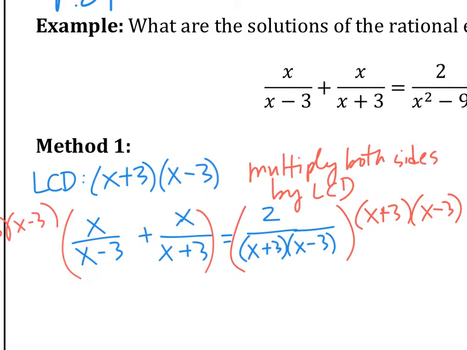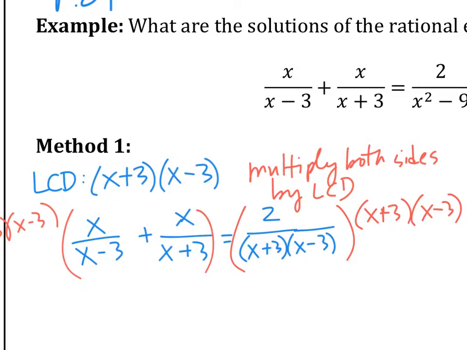Okay. This is different from what we've been doing. And why is that? What we've been doing is an expression, meaning there is no equal sign. This time, there is an equal sign. So before, we would multiply by like x plus 3 over x plus 3. But because there's an equal sign, we just multiply both sides by the same thing, and we're good.